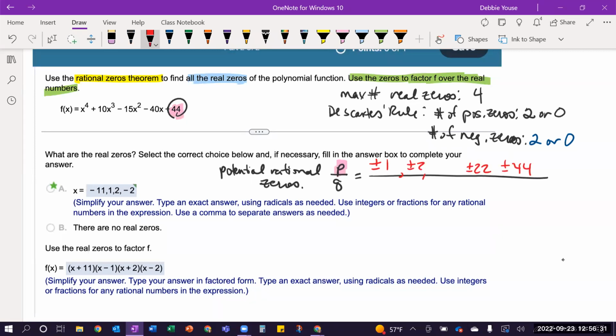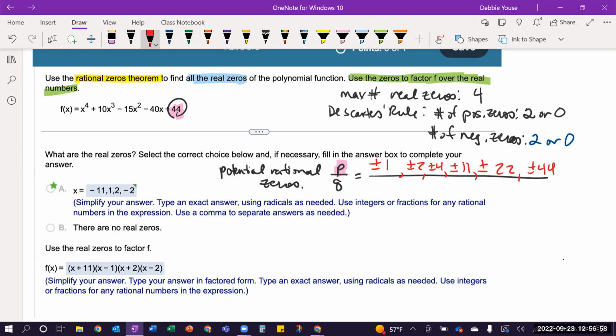And then I have to look for other factors. I don't think that's divisible by 3, but it is divisible by 4 and 11. So plus or minus 4, and I'm going to run out of room. I always do that when I write it that way. Plus or minus 11, and then I think that's going to be it. So plus or minus 22 we had, plus or minus 44. And I just like to put them in order. You don't have to put them in order.